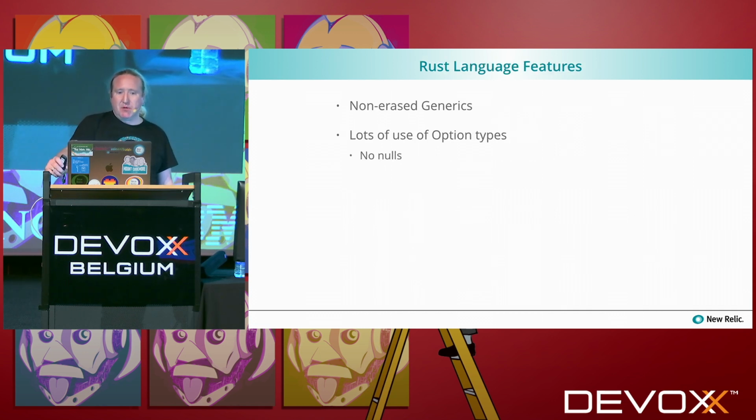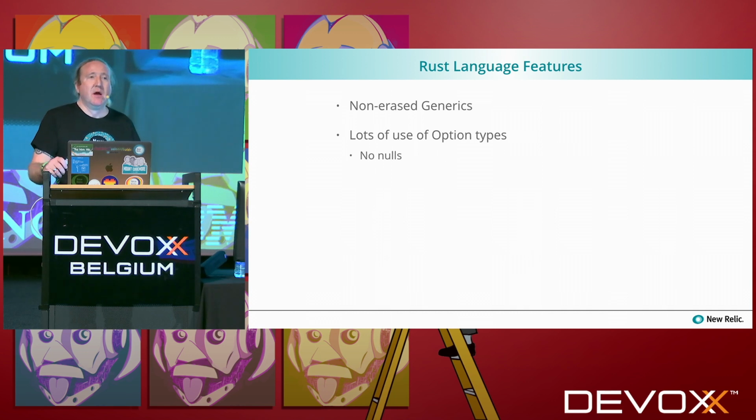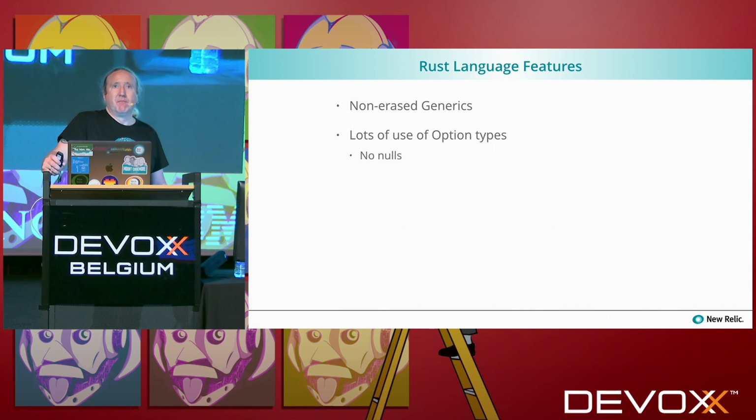Language features. So we also have non-erased generics. You find a lot of use of Rust's option type. There aren't really nulls in Rust, which I think is a good thing. But the way that we typically get around it in the code is to use option a lot more than people coming from other languages, notably Java, would tend to do.